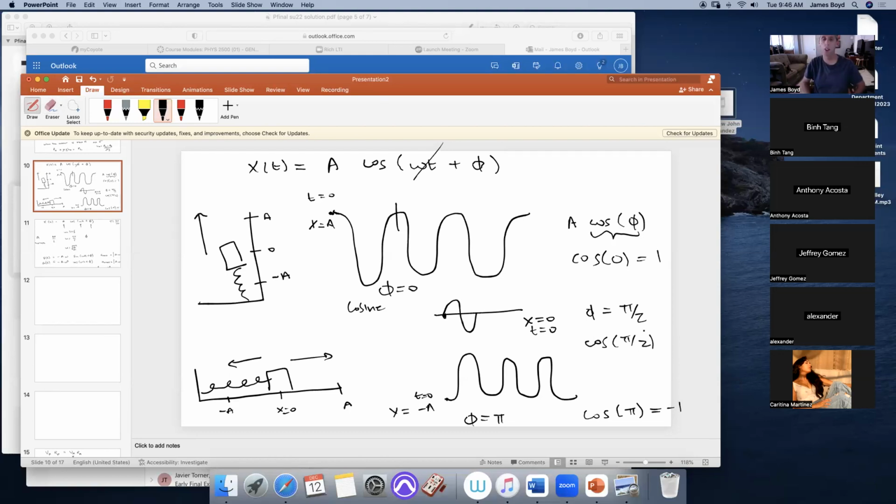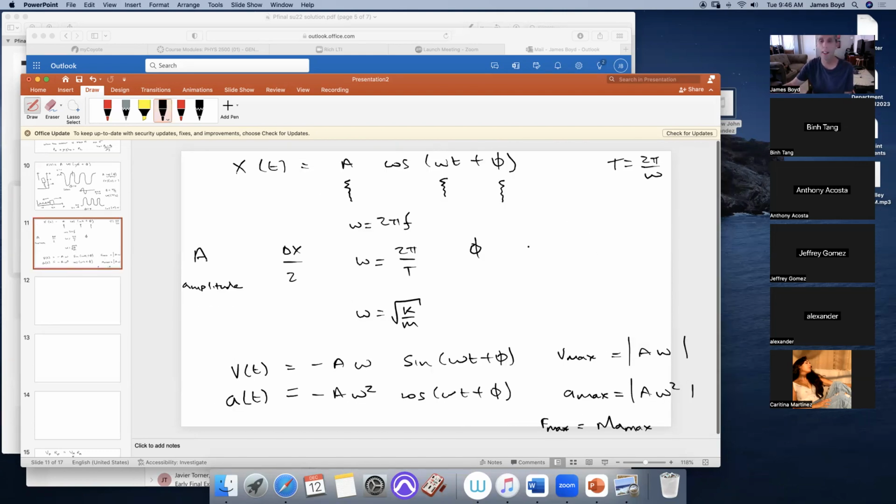But we're just going to choose pi half. So the only ones I need you to know is for phi, find x when t is equal to 0. You'll be told the system starts at A, or the system starts at 0, or the system starts at -A. And phi is either 0, pi half, or pi. That's all you have to remember.